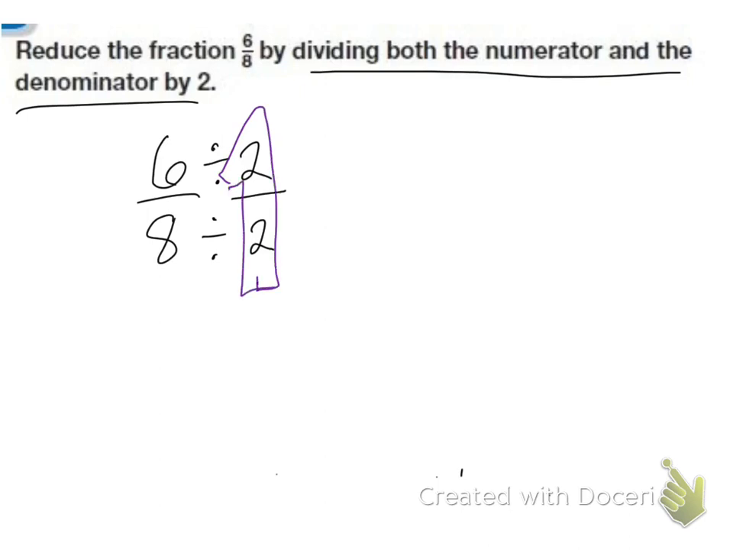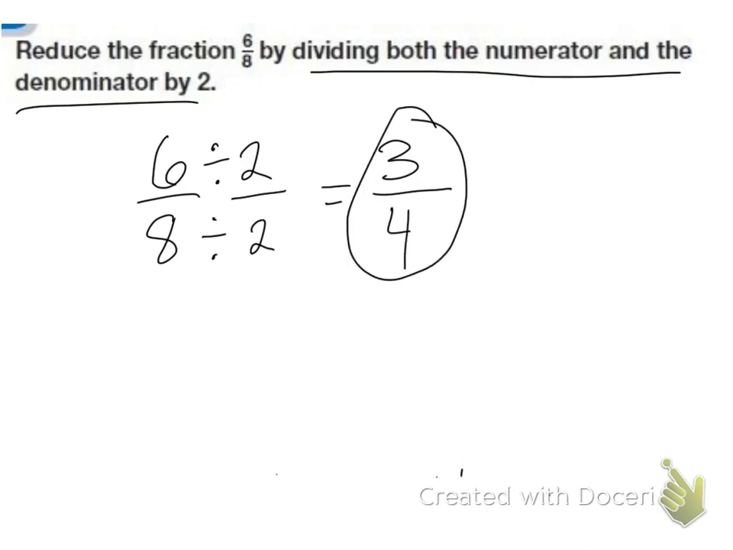Okay. So we do 6 divided by 2 equals 3, and 8 divided by 2 equals 4. So 3/4 is the same as 6/8, and we call this reducing a fraction. When we reduce a fraction, we're trying to get it to the smallest terms, so the smallest fraction term. Okay.